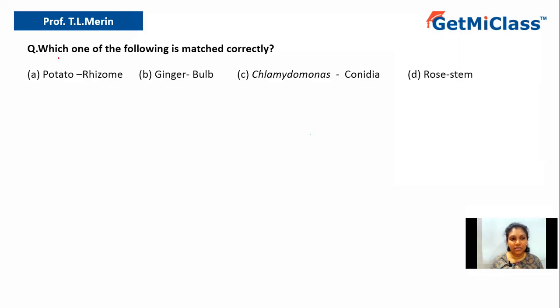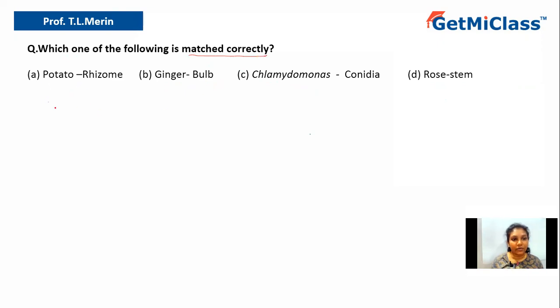Today we are going to solve this question which says, which one of the following is matched correctly? Option A, potato, rhizome. Option B, ginger, bulb. Option C, Chlamydomonas, conidia. Option D, rose, stem. So let us understand the question. It is asking which one of the following is matched correctly, so we have to look for the correct match.